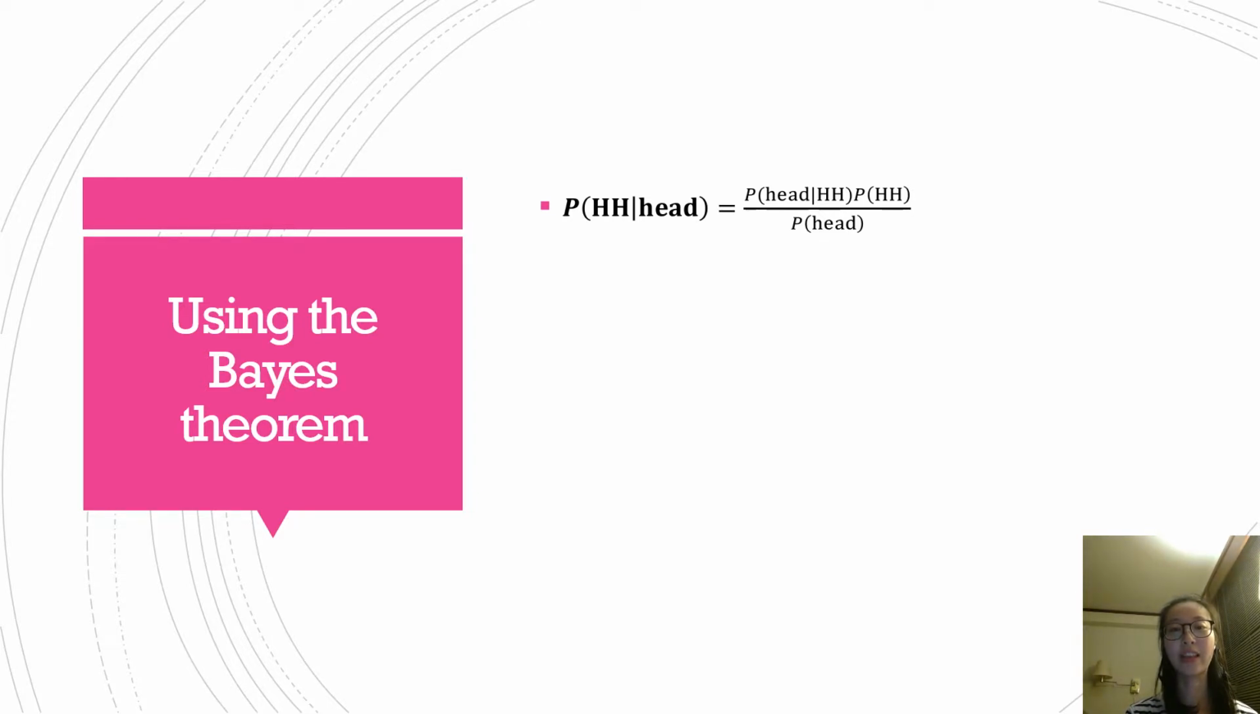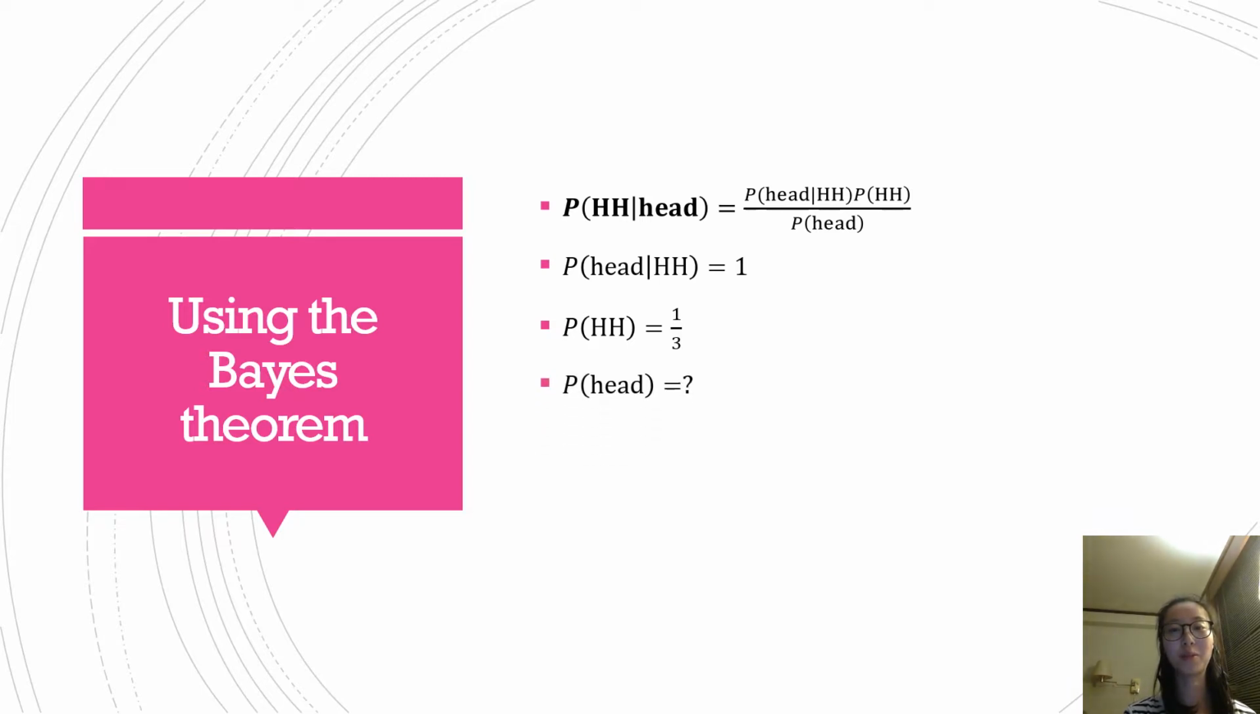Now, let's plug in the numbers. The probability of having a head given that the double head coin is chosen is just 1, or 100%, because however we toss the coin, we get a head facing up. And secondly, without any other information, the probability of having chosen the double head coin, or P(HH), is just a third, because we have chosen the coins randomly.